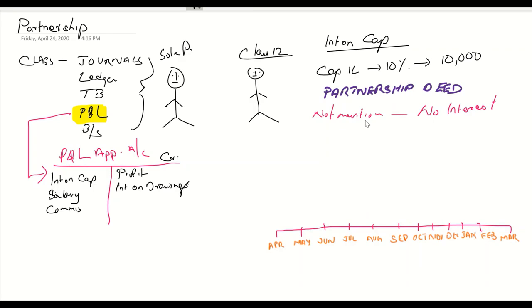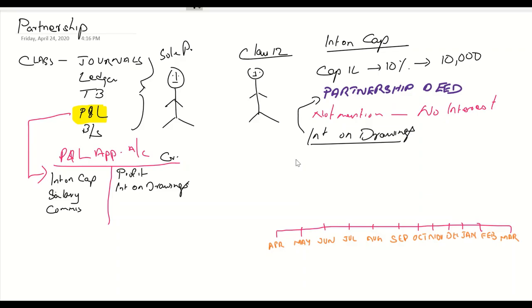Now, interest on drawings. In case the interest on drawings percentage, etc. is mentioned in the partnership deed, then we provide interest on drawings. Again, it has to be mentioned in the partnership deed. If it is not mentioned in the partnership deed, it means that we cannot charge interest on drawings. The partner will not pay. We cannot demand it.